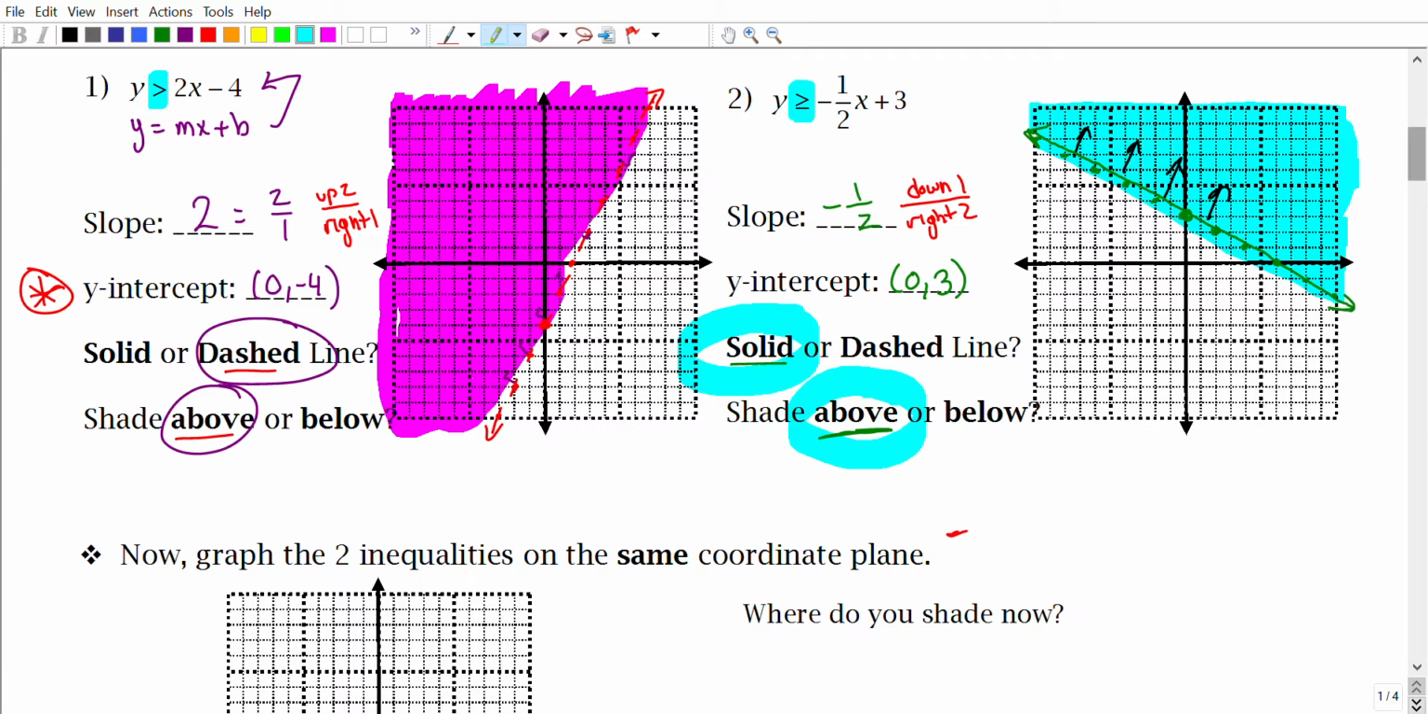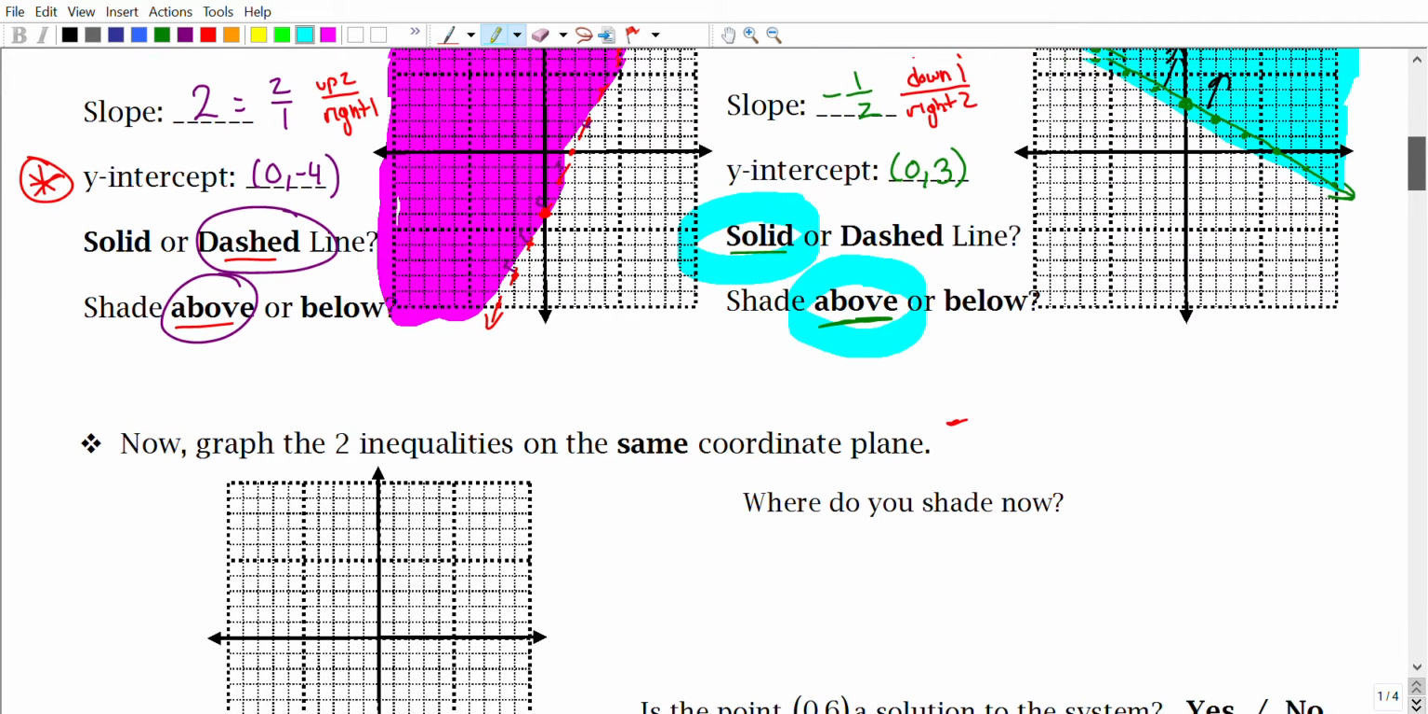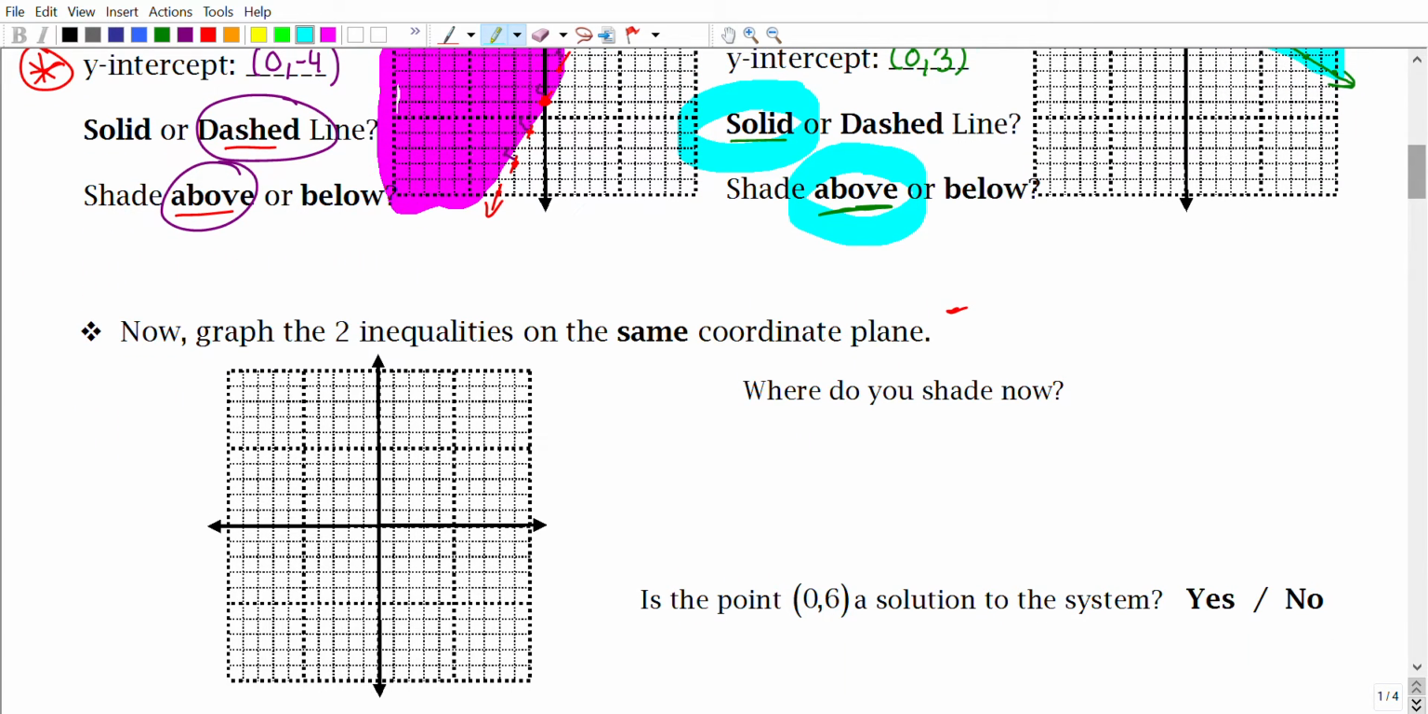Now we're going to add a little bit to it. Okay? So now we're actually going to graph the two inequalities on the same coordinate plane. Kind of like what we did with linear equations, right? So systems of linear equations, we just graphed them both on the same coordinate plane. Well, we're going to do the same thing with these inequalities.